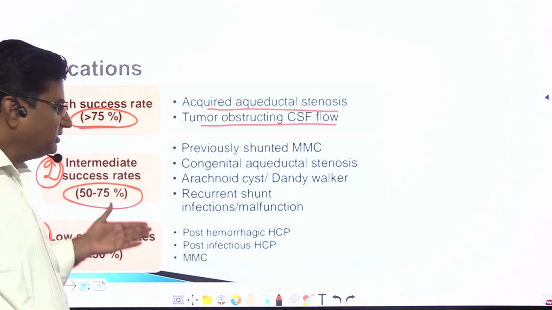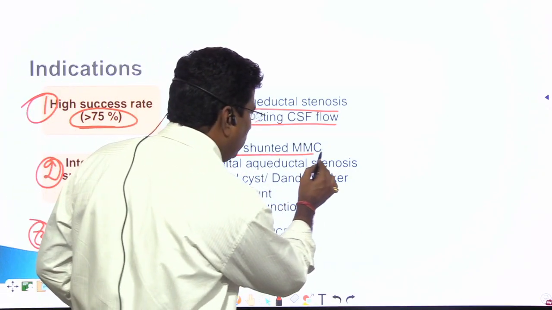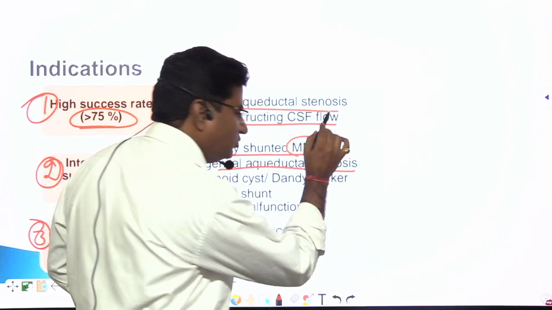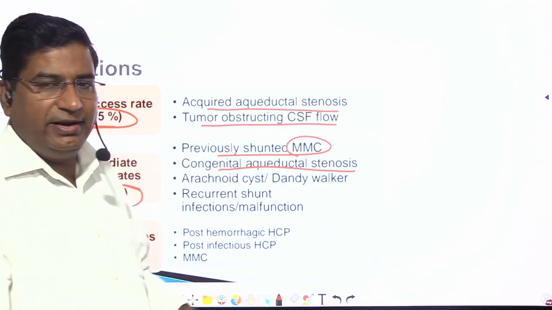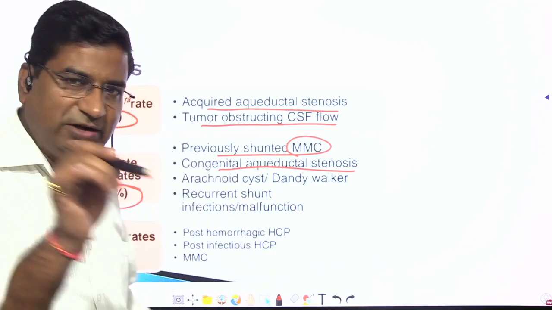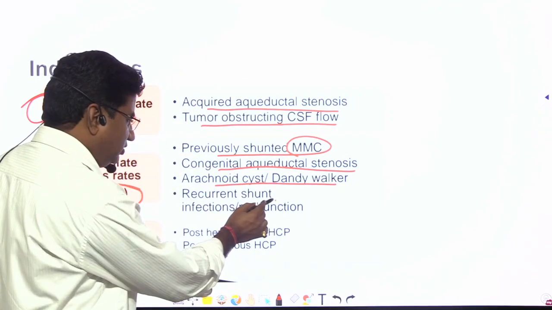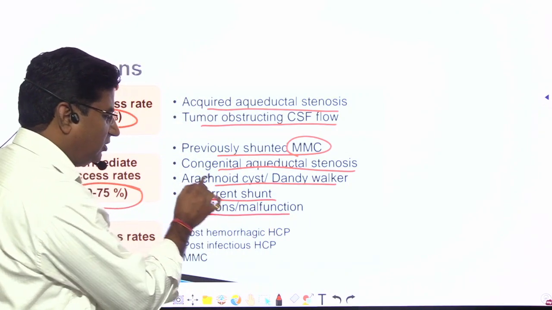Then intermediate success rates: previously shunted meningomyelocele patients where the shunt is malfunctioning, congenital aqueductal stenosis where there is a web or any septa at the aqueductal stenosis, which we fenestrate, arachnoid cyst or Dandy-Walker malformation, and recurrent shunt infection or malfunction of the shunt.